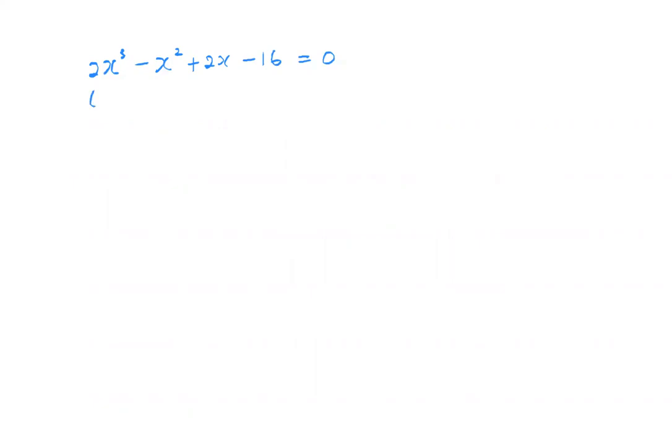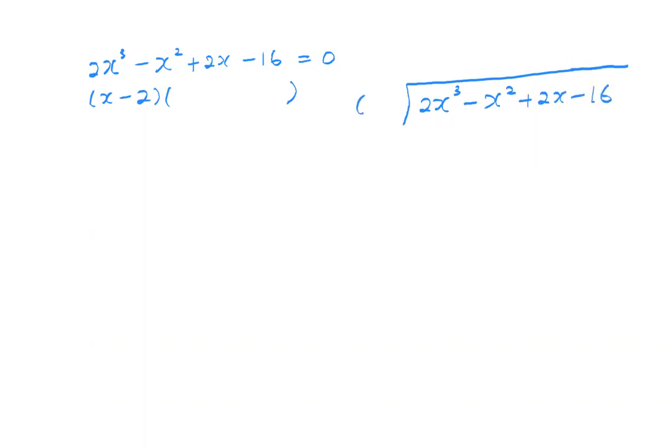So we know one of our factors is x minus 2. We are trying to get this quadratic, so we are going to do long division. This is called long division. You write this there, then you write the linear factor here. The first term you want to get rid of is 2x cubed. So you ask yourself, x times what will give you 2x cubed? So you put down 2x squared here.